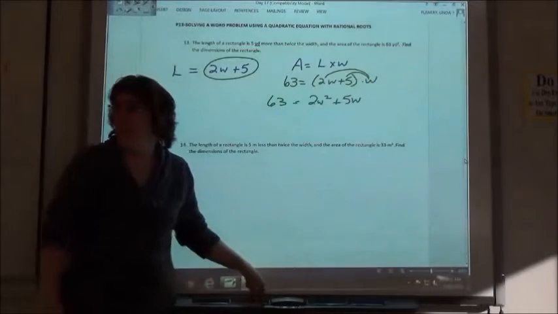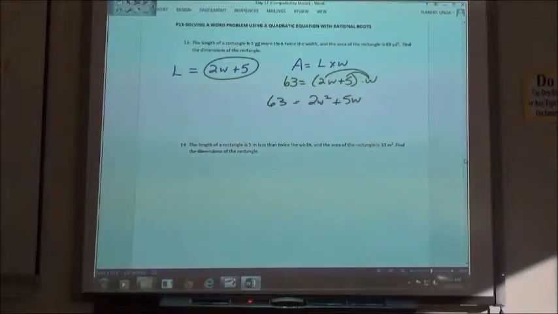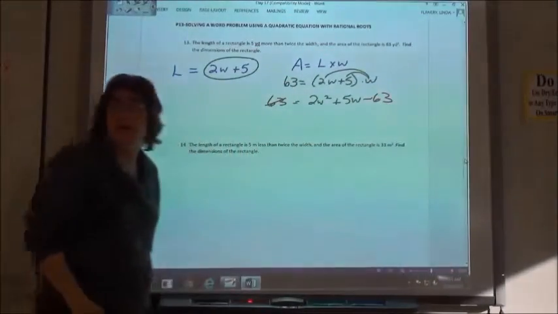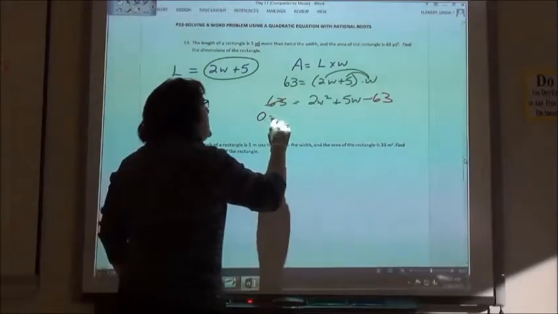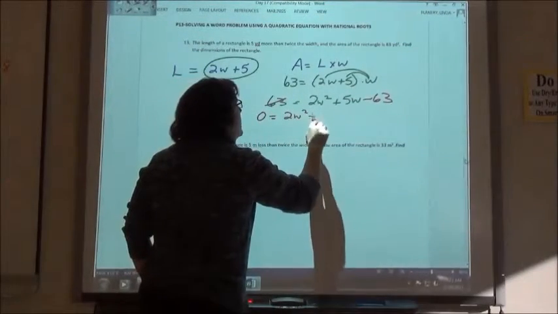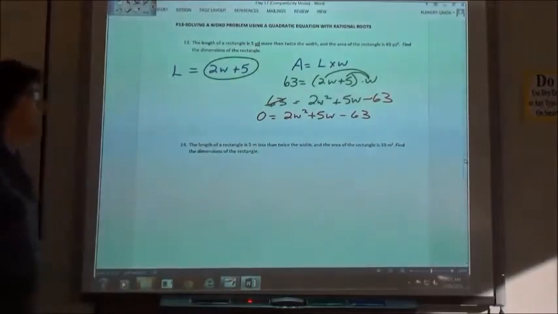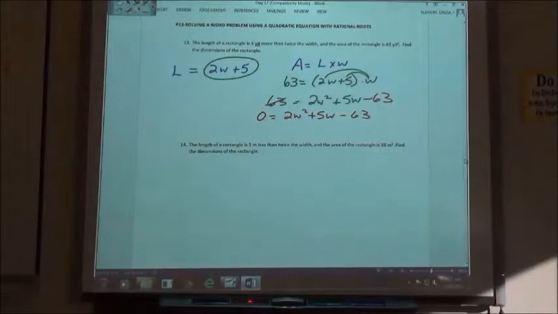What did we do on all those other problems before this? We had to have it equal to 0, right? So that means I need to move that 63 over to the other side. I'm going to minus my 63 and move that over. So 0 is equal to 2w squared plus 5w minus 63. Now that we've got it set equal to 0, we can solve that by factoring.